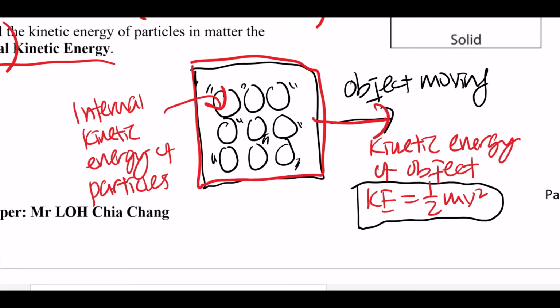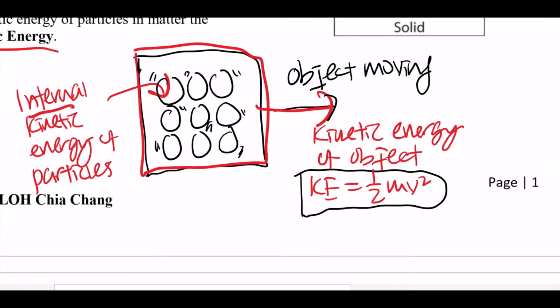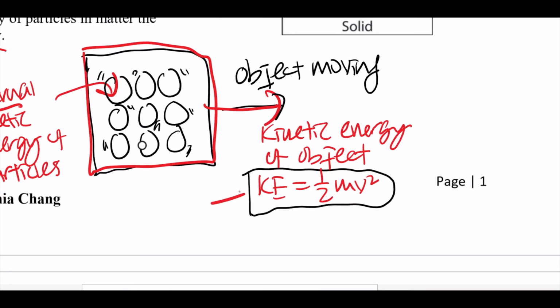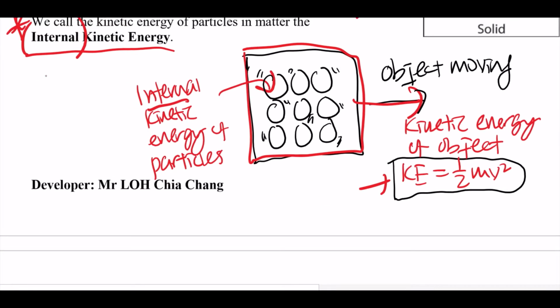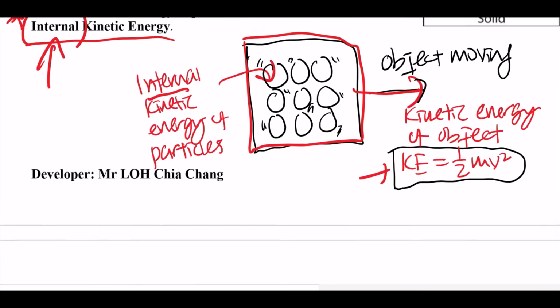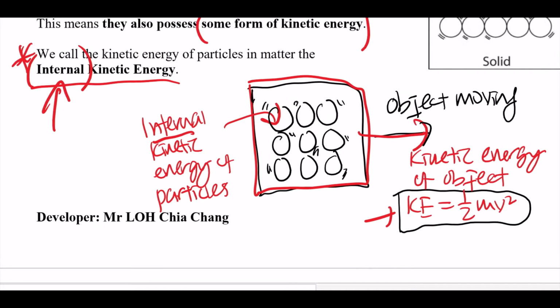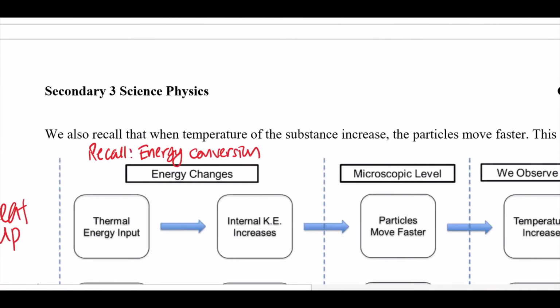So the whole object, as it's moving, has kinetic energy as a whole. But when we zoom into the particles, the particles are vibrating at their own fixed positions. They have kinetic energy also. So we call that internal kinetic energy, as opposed to the usual kinetic energy of the object that we can actually calculate. Alright, so just bear in mind, I will be using and emphasizing the word internal when we talk about the energy possessed by particles in this chapter.